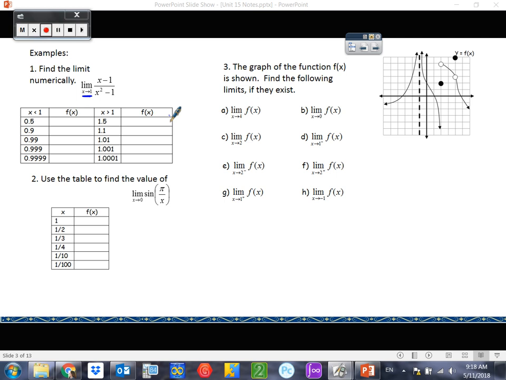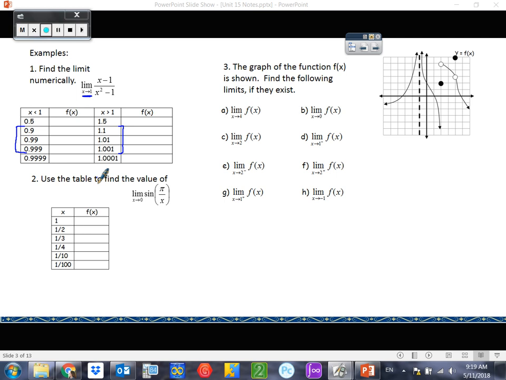So let's talk about how we would create a table. If we were asked to do a numeric limit, what would we do? Well, we would focus on the x value that we're approaching, and we would want to get close to that x value on either side, on the left and on the right. If I were going to do a table, I would probably start out with these three coming from the left and these three coming from the right. And then if I can't tell the pattern well enough, I would just keep getting closer and closer until I could tell. So they actually gave us the values to use.